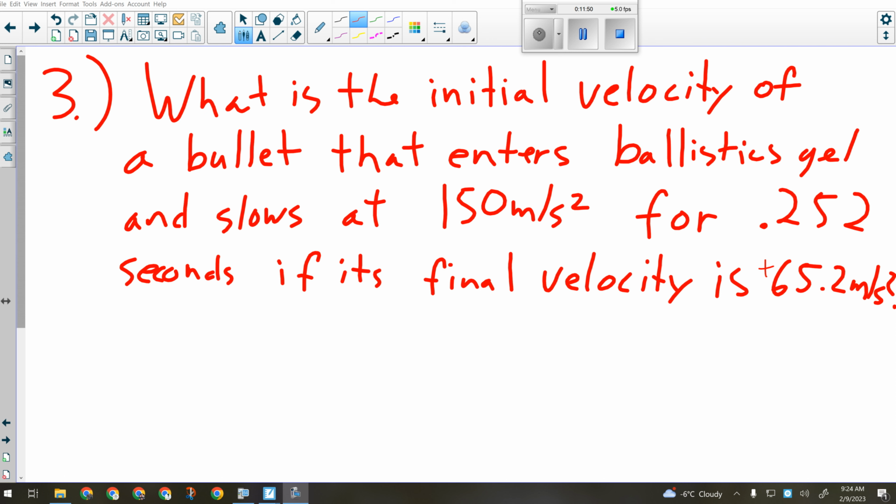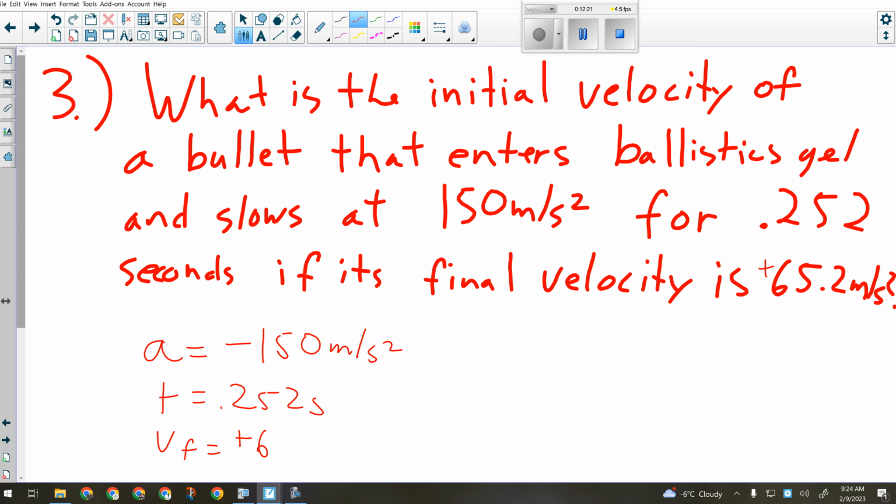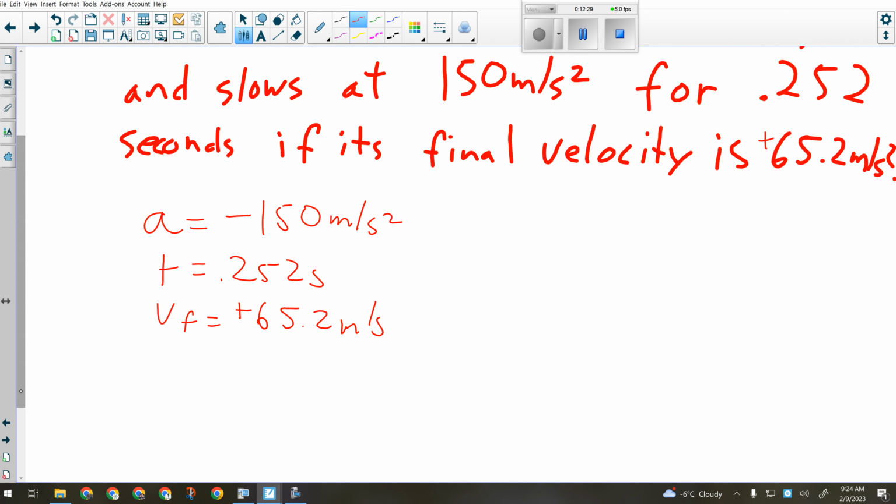Okay, so yesterday we had this trick a number of times, right? And the trick is, it tells us that the bullet slows down. So what does that tell us about the acceleration? That it's negative. That's just the thing we have to watch out for. They're not always going to say the acceleration is negative, but they might say it slows down. So negative 150 meters per second squared. The time is 0.252 seconds. The final velocity is positive 65.2 meters per second. Okay, so we're looking for the initial velocity.